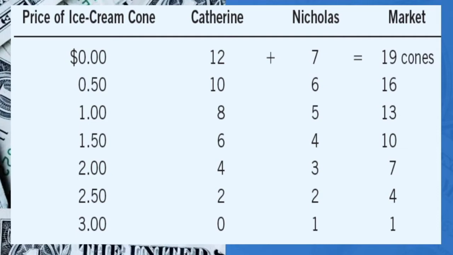Well, let's just think about them as the market. They're the only 2 buyers. Well, all we have to do to figure out market demand, that is the demand for ice cream cones in the entire market, is just sum up their individual quantities. So at $0, Catherine wanted 12 and Nicholas wanted 7, so the market demand will just be 19. And then back down at $3, Catherine didn't want any and Nicholas wanted 1, so 0 plus 1 is just 1, and the market demand is 1.